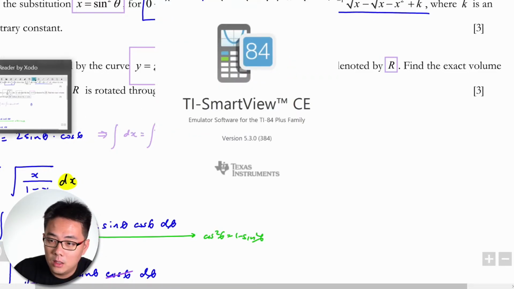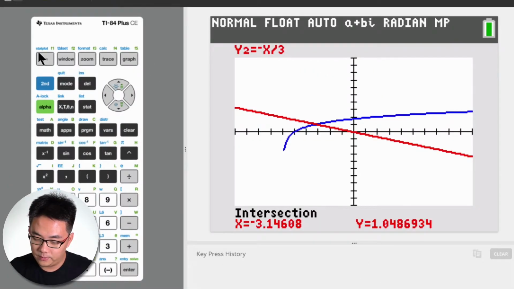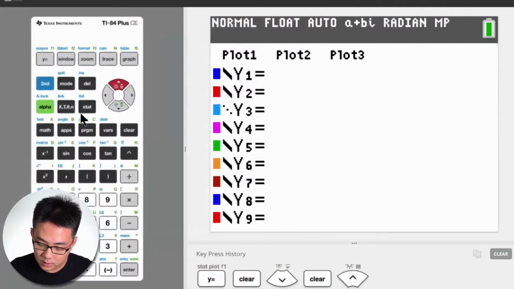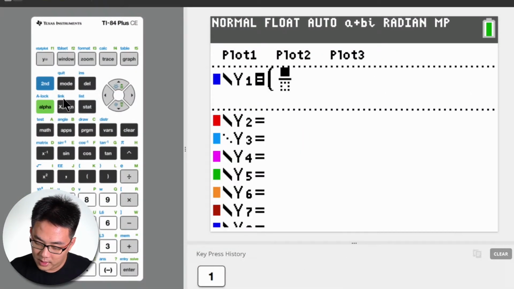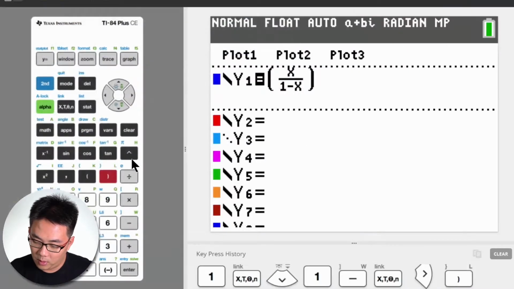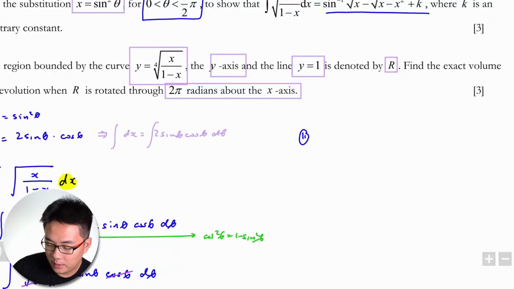All right, so load up your GC and basically plot it. So this is the fourth root. I think we could just leave it as such: x times 1 minus x, all to the power of 1 over 4. So this is the fourth root.